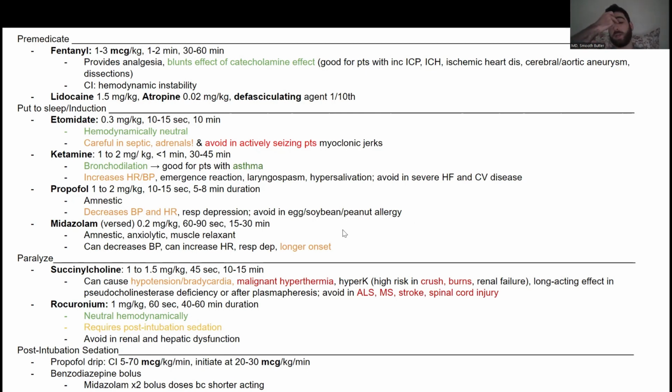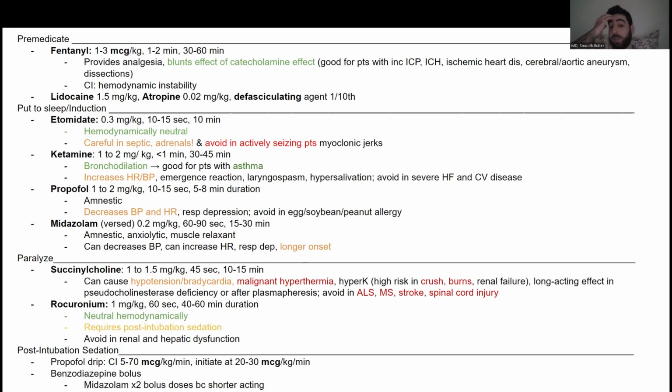You could also use midazolam or Versed to sedate somebody, to induce somebody before you paralyze. And the one downside to it is it has a longer onset of action. So then once the patient is adequately sedated and is unable to remember that they're going to be paralyzed, then you choose a paralytic. So the two that we most often go with are Succinylcholine or Rocuronium.